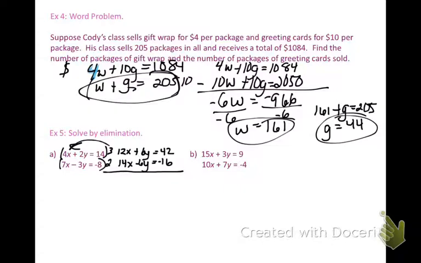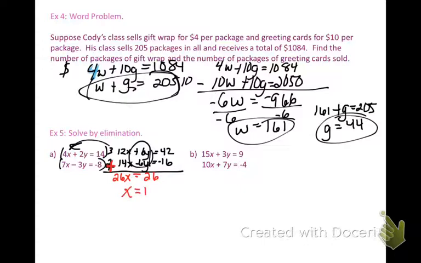Now the ones in the middle are the same, and I want to add them because they're opposite signs. So I'm going to put a plus sign. So 12x plus 14x is 26x. The 6y goes away. So 42 minus 16 equals 26. Divide by 26 and that would be x equals 1.